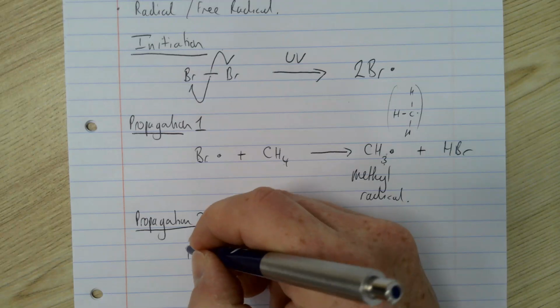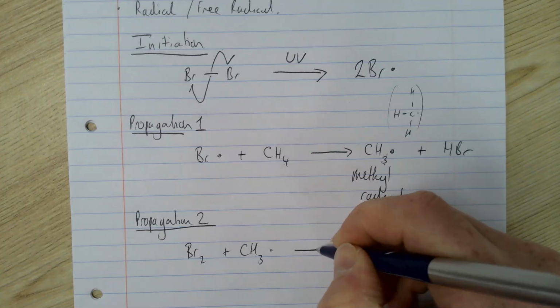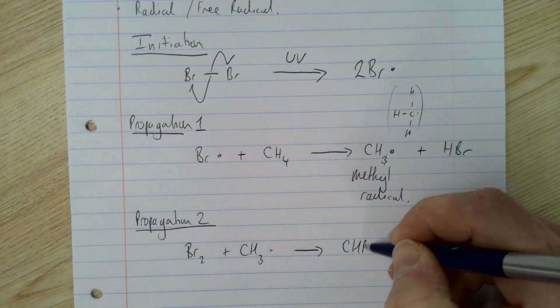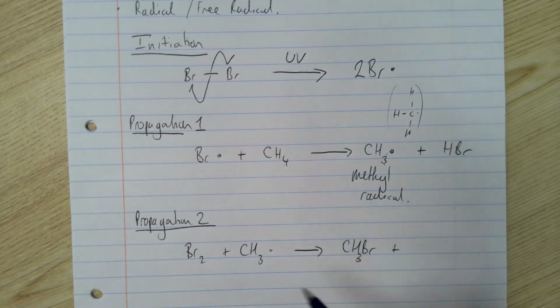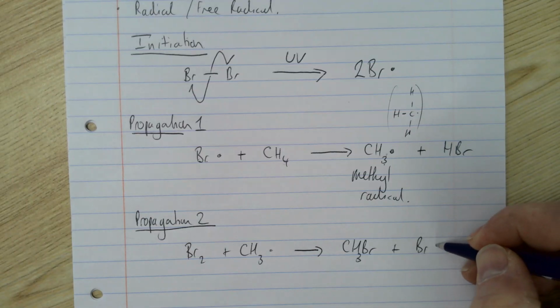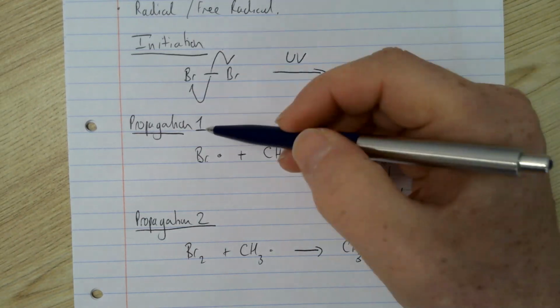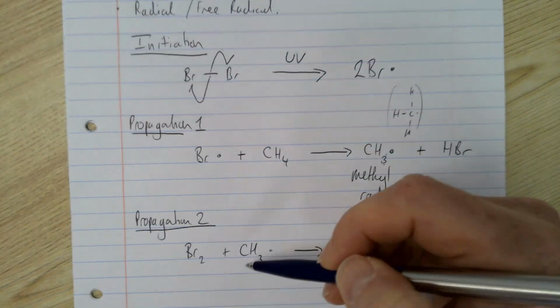Lots of Br2 is still in the reaction mixture. Br2 reacts with the CH3 dot that's just formed, forming the product that we know forms, CH3Br, and the other bromine that was here forms Br dot, which gets involved in doing propagation 1 again, which produces this, and it goes back and forth and back and forth.